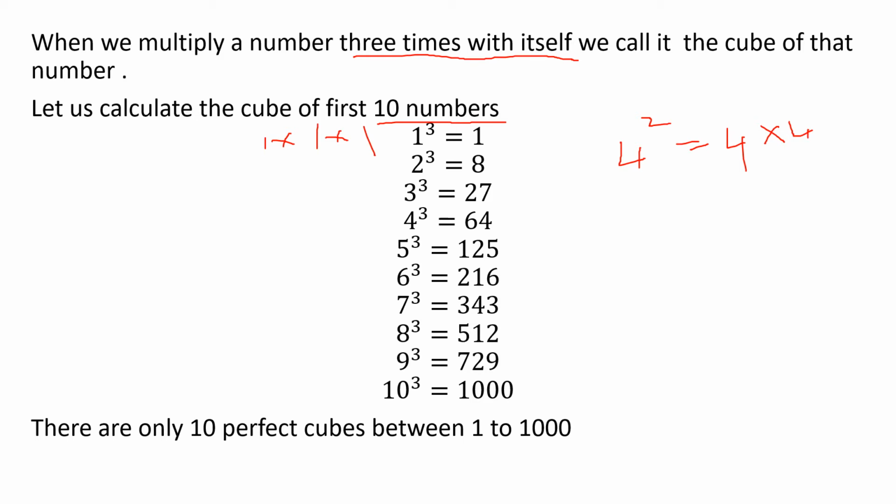So these are the only 10 perfect cubes between 1 and 1000. Look here, this is 1 and this is 1000. From 1 to 1000, we have only 10 perfect cubes. What are the numbers in between? 8, 27, 64, 125, 216, 343, 512 and 729.